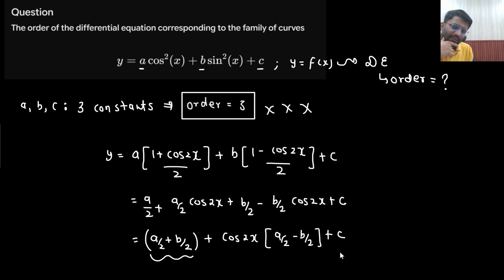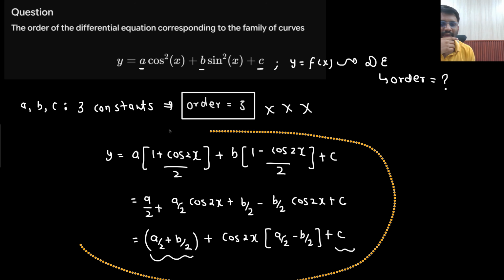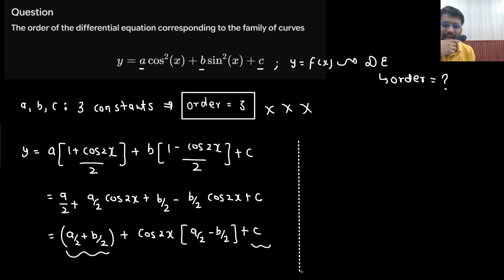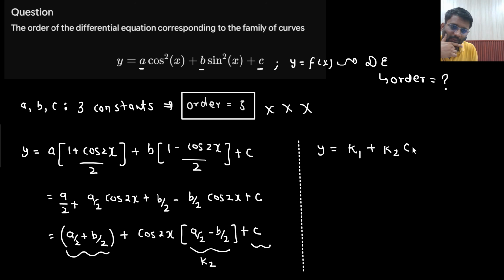Isn't a by 2 plus b by 2 plus c a constant itself? Absolutely, sir, it is itself a constant, which will be k1. And isn't a by 2 minus b by 2 a constant together? K2. Yes, k2 cos 2x. How many constants do you see here? 2 constants only. Now I cannot reduce it further. 2 constants have to be there.